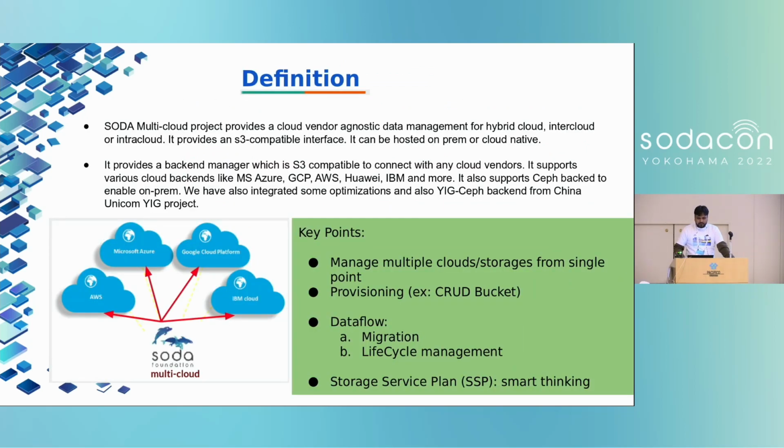Okay, so previously I was talking about the high-level use cases and the major challenges of managing hybrid cloud data. Now we are going to talk about how our multi-cloud feature, our solution, is going to help. In the diagram you can see that below there is SODA multi-cloud, and from that endpoint there are AWS, Azure, GCP, IBM, Alibaba, Huawei, and all the cloud vendors that we are trying to manage from a single endpoint. And in the data flow, there is data migration and life cycle management.